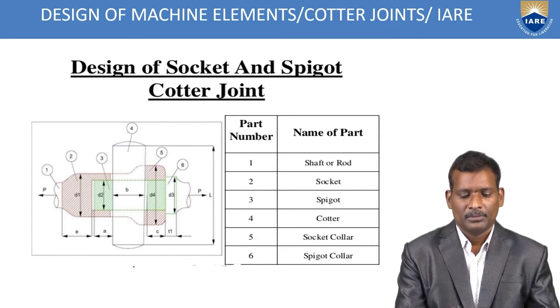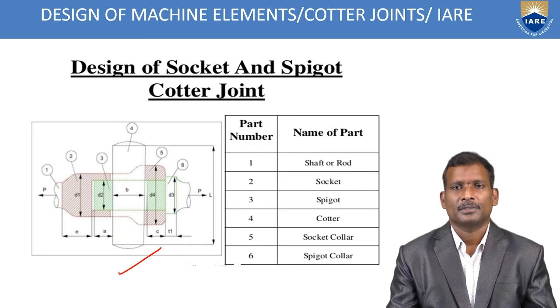The assembled diagram, the cross-sectional view of this Cotter joint, is shown in this slide. Here, 6 parts or components are there. So one by one, you need to calculate the dimensions of each and every part.